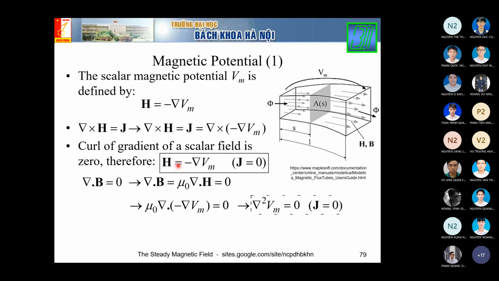From this one, we have something else. It is, like I said, a Laplace equation for magnetic fields. The Laplacian of Vm is 0. Remember this equation?